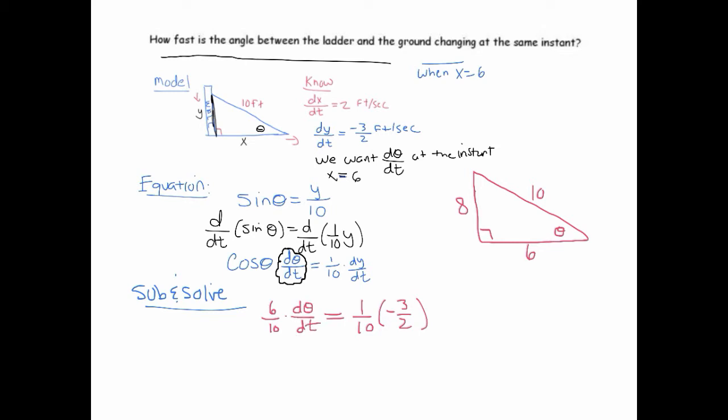And now we've just got an algebra problem to solve. So I'm going to multiply both sides by 10/6. 10/6 times 1/10 times -3/2 ends up being -3/12, which is -1/4. And so what should the units be on that? Well, since it's a trig function, we're going to use radians, so that must be -1/4 radians per second.